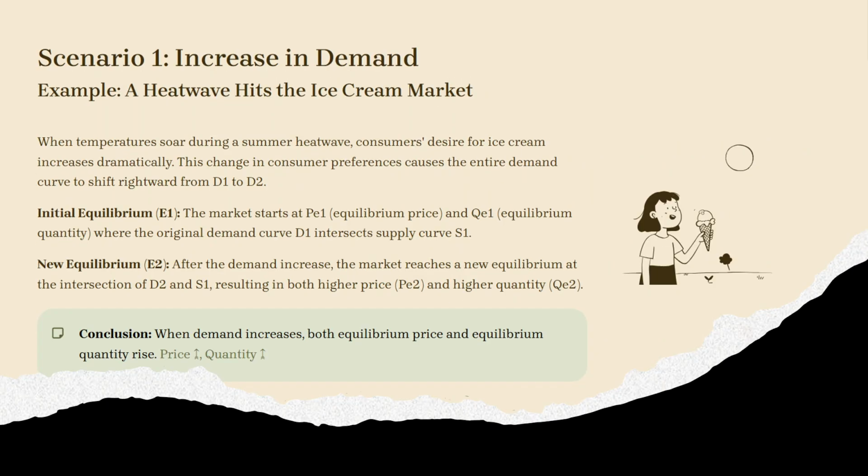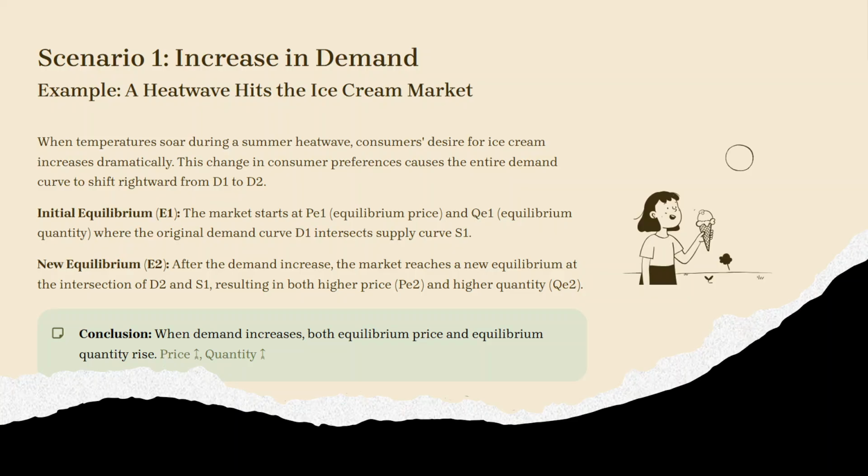Let's start with a market for ice cream. The event, a sudden, intense heat wave occurs. Step 1. Which curve? A heat wave affects consumers' desire for a cold treat. This is a change in tastes and preferences, so the demand curve is affected. Step 2. Which direction? People want more ice cream. This is an increase in demand, so the demand curve shifts to the right, from D1, let's say, to D2.